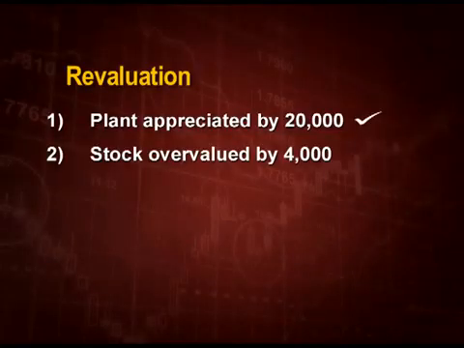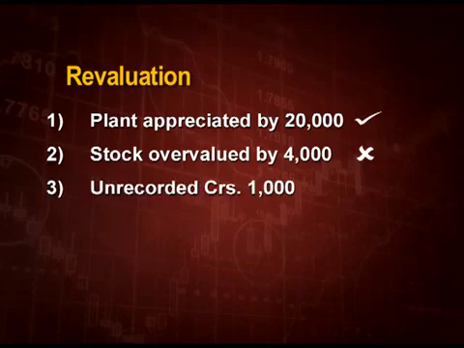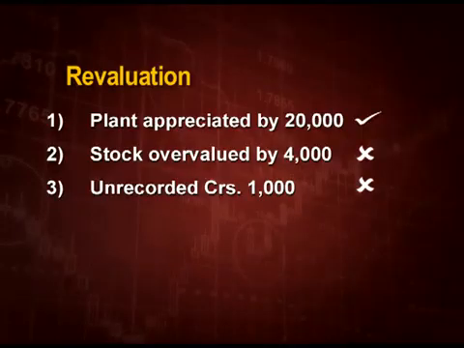Let us do the second point. Stock is found overvalued by 4,000. Now, this is already overvalued, so what we will do is reduce it. That is a loss, so let us put a cross. Unrecorded creditors. What do you mean by unrecorded creditors? That is, you have to pay more now. Yes, again it is a loss.